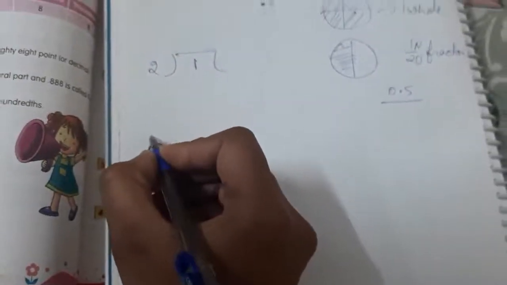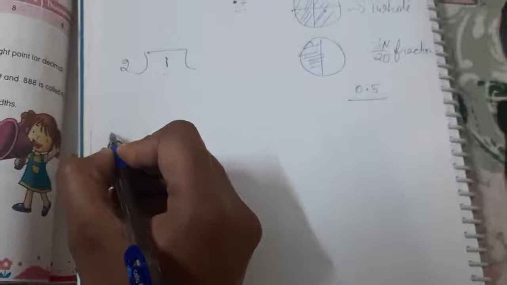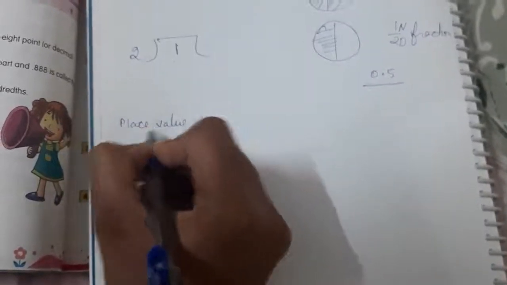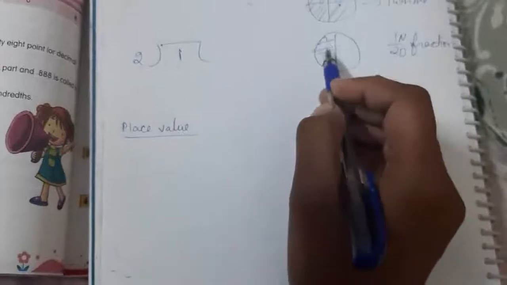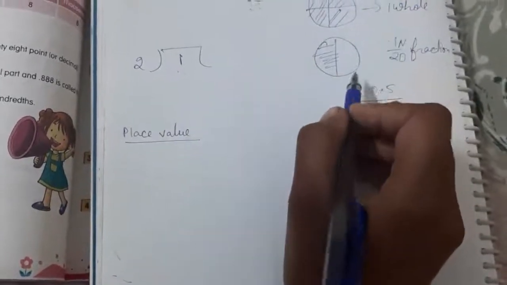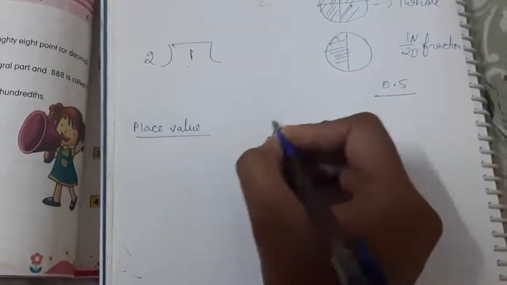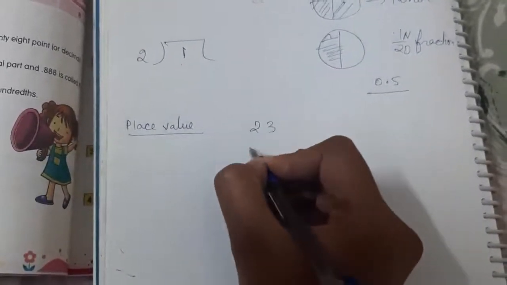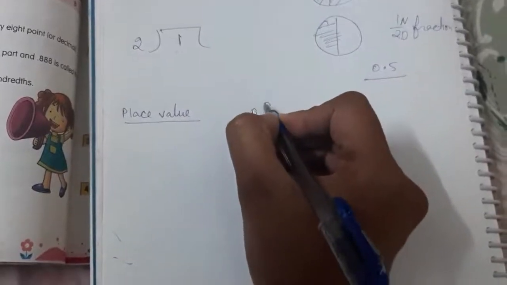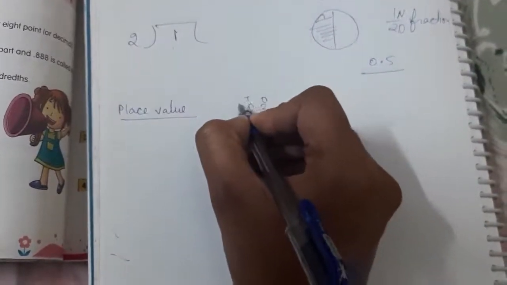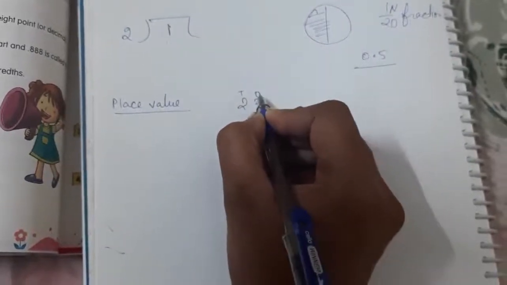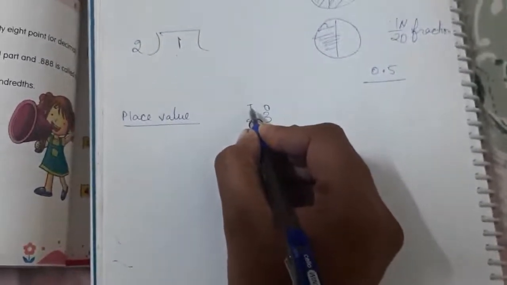Next topic is place value. You know the place value of whole numbers. Whole numbers start from 0, 1, 2, 3, 4. Here I am writing 23, which is also a whole number. What is the place value of this 23? Ones and tens. This 3 is in the ones place, and 2 is in the tens place.